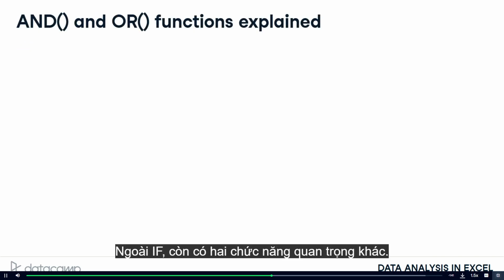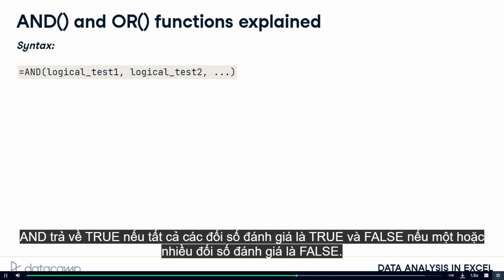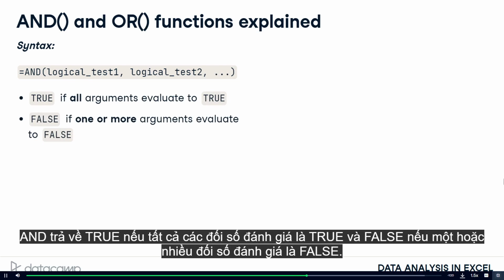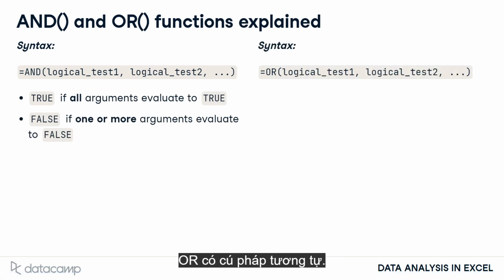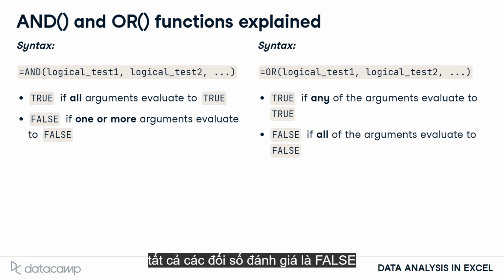Besides IF, there are two other important functions, AND and OR. Here you can see the syntax of the AND function. It can test multiple criteria at the same time. AND returns true if all the arguments evaluate to true, and false if one or more of the arguments evaluate to false. OR has a similar syntax, but now true is returned if any of the arguments evaluate to true, and false if all the arguments evaluate to false.